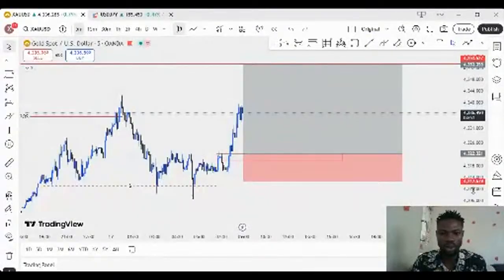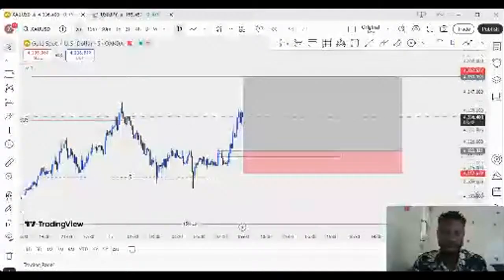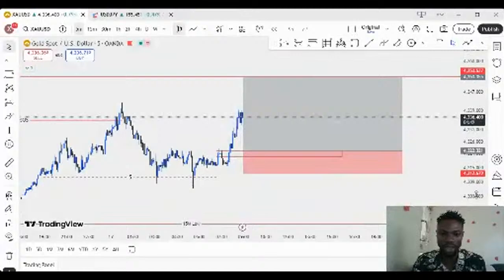As we are waiting on this gold, the gold is still playing a mind game. I still believe that it's still coming up to this zone here to give us another entry.